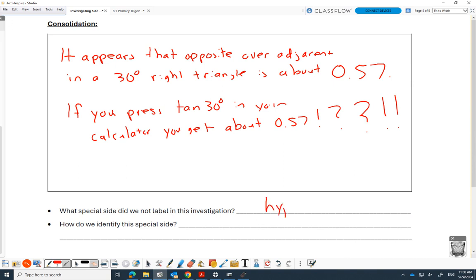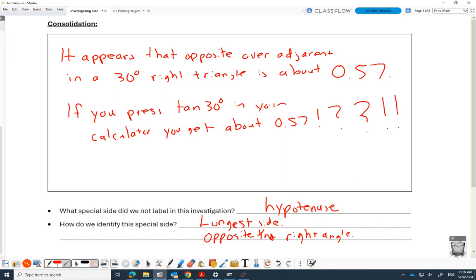Hypotenuse. And I'm not trying to leave it out. We will get hypotenuse right back in here very soon. How do we identify this special side? When you look at a triangle, how do you know which one's the hypotenuse? The long one. And there's another way to know. It's the longest side, but what else is it? It's opposite the right angle. So it really is a special side. The other two we're going to have to be careful with a little bit. Okay?